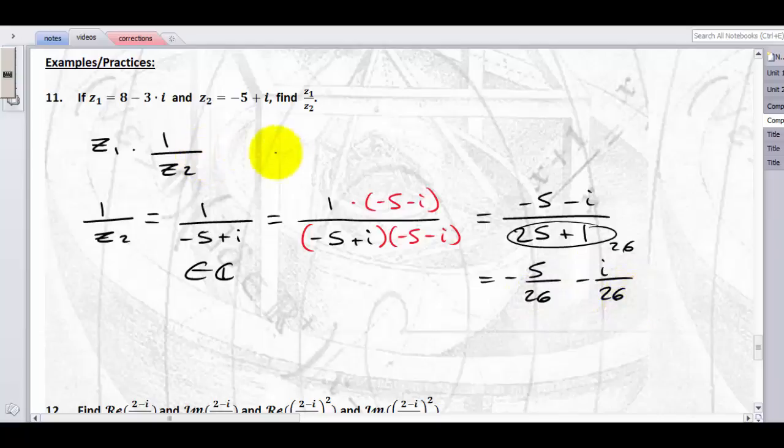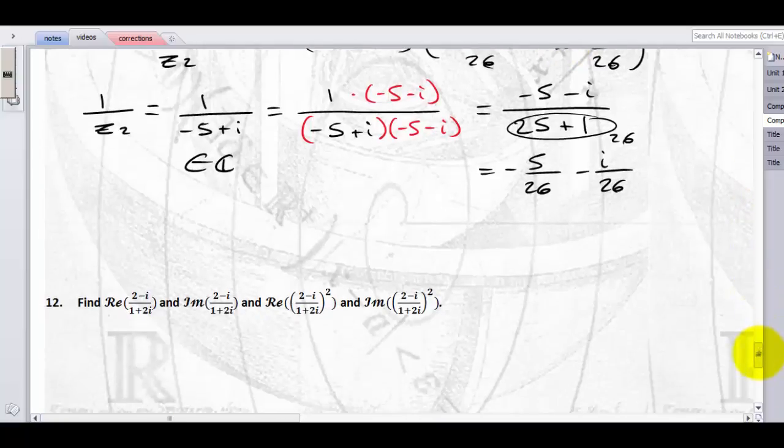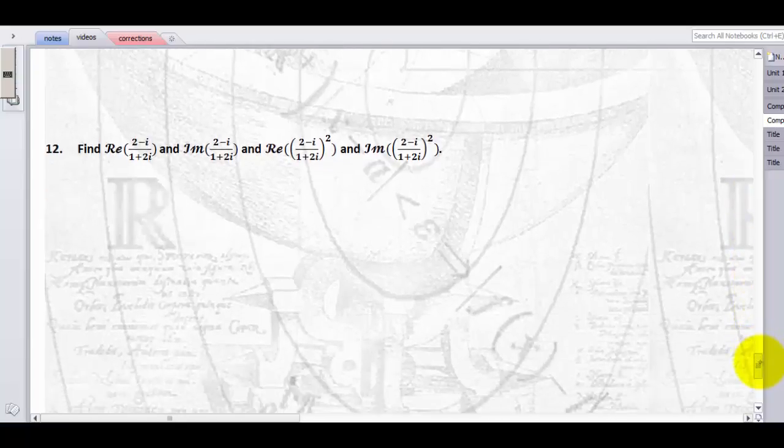Now if you want to finish the division, you do 8 minus 3i times negative 5 over 26 minus i times 1 over 26, and then you just FOIL this. I'm not going to do that because it's a little bit messy, and I'm going to let you also do number 12, which is the last problem. Actually, let me do one in number 12.